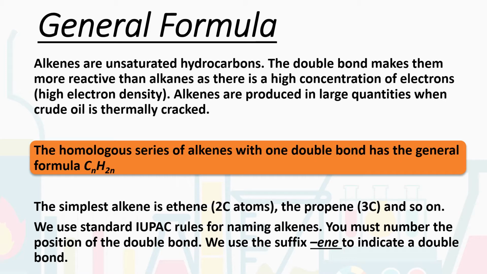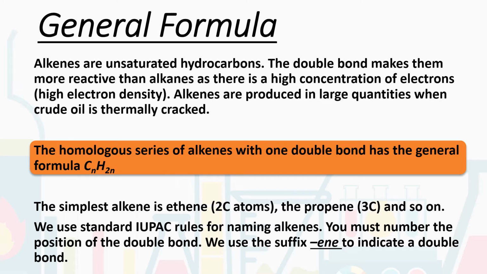Now the simplest alkene is ethene. Obviously if we have a carbon-carbon double bond we need to have at least 2 carbons for that. Then propene for 3 carbons, butene for 4 carbons and so on. And we use the standard IUPAC rules for naming alkenes.